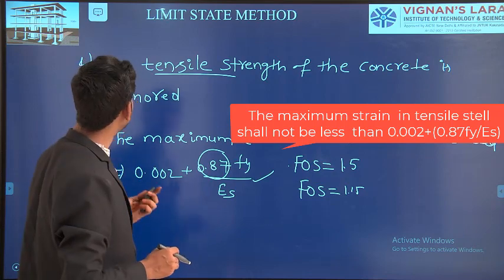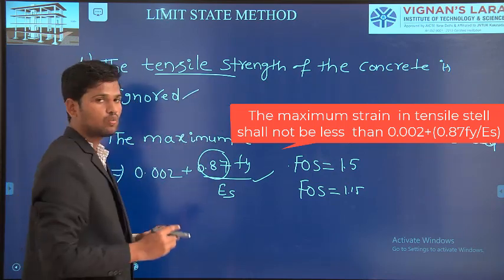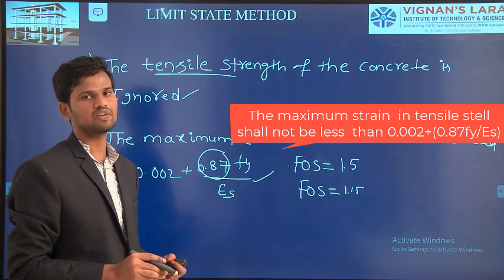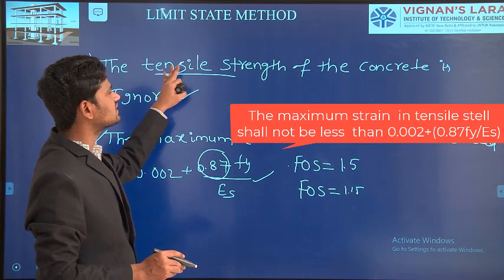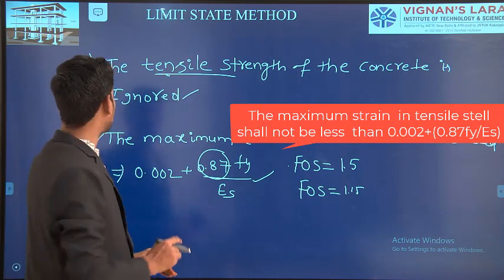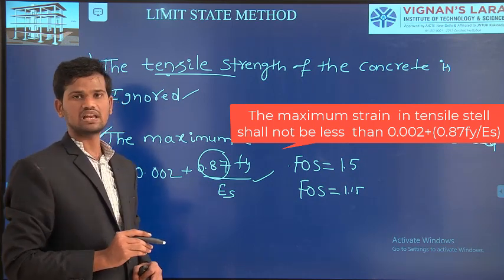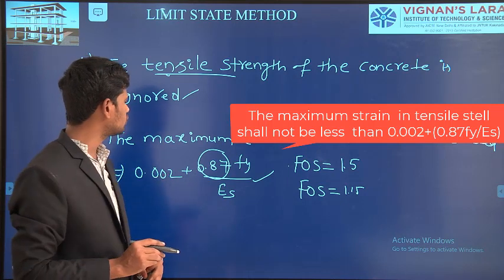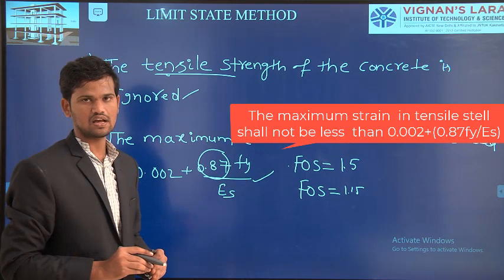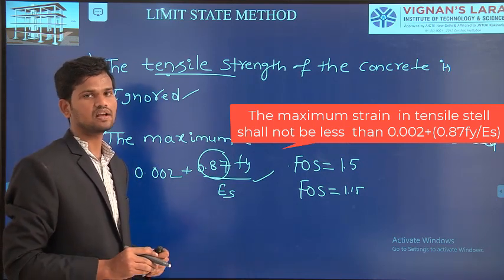As well as, the tensile strength of the concrete is ignored. That means the concrete you are providing below the tension zone won't take any loads. Hence we ignore the tensile strength of the concrete below the tension zone. And the maximum tensile strain in steel shall not exceed 0.002 plus 0.87 Fy by Es. Up to this, these are the various assumptions for the limit state of collapse under flexural condition.